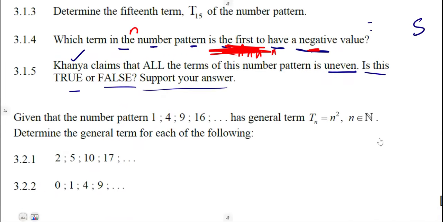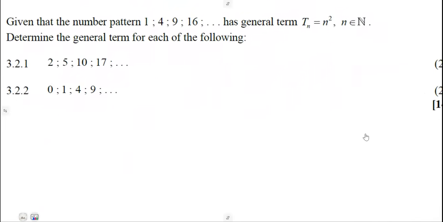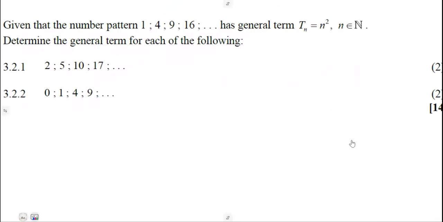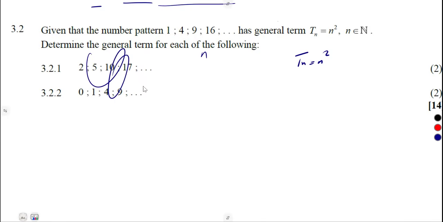All right. Given 3.2, 2 marks and 2 marks on 3.21, they gave us a number pattern there: 1, 4, 9, 16, and they said it has Tn given as n squared. Tn is equal to n squared. All right, determine the general term for each of the following. So it is not about this one that we are given. So focus on what you are given there.